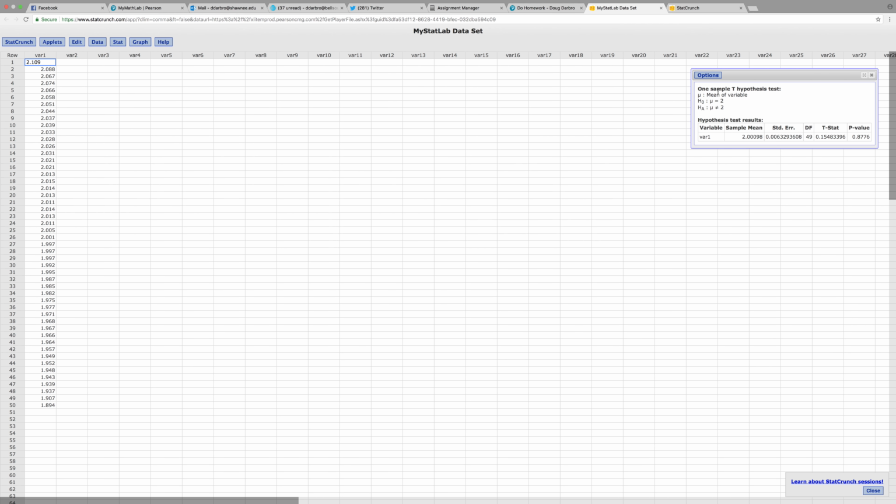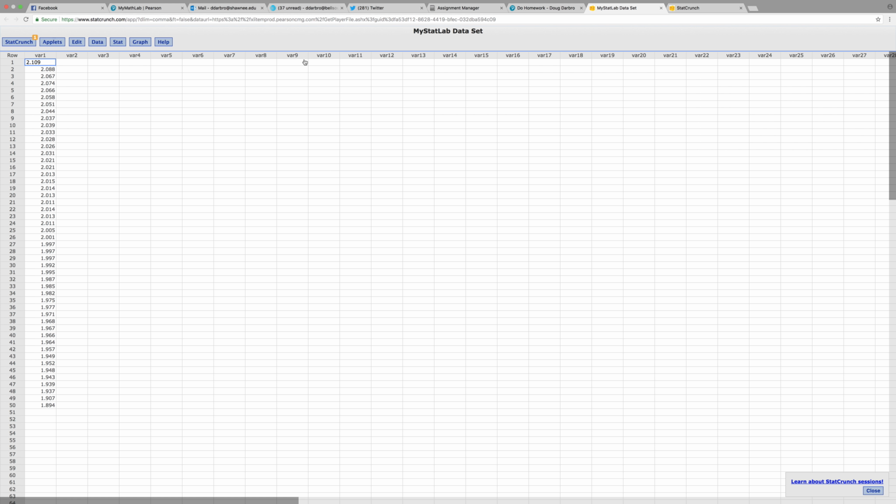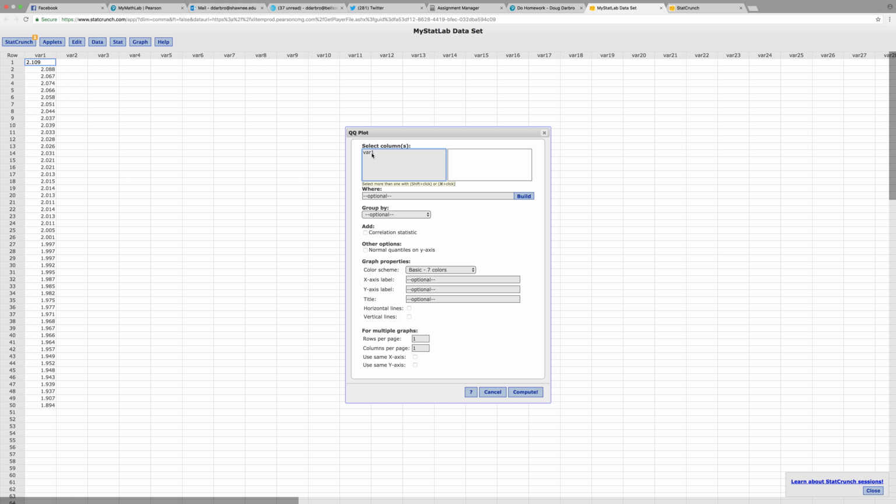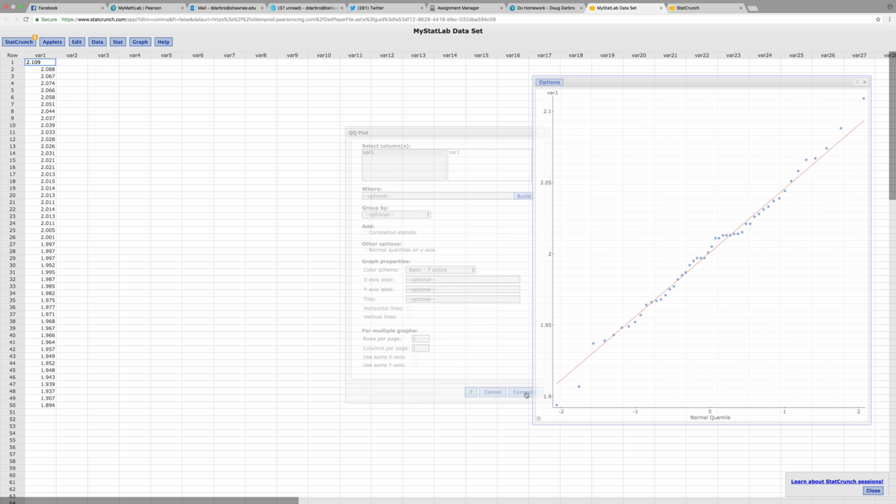It wants us to run another normal probability plot. Guys, I'm wishing I hadn't done this many problems. I'm trying to get done before my daughters get home because I know they'll get loud.